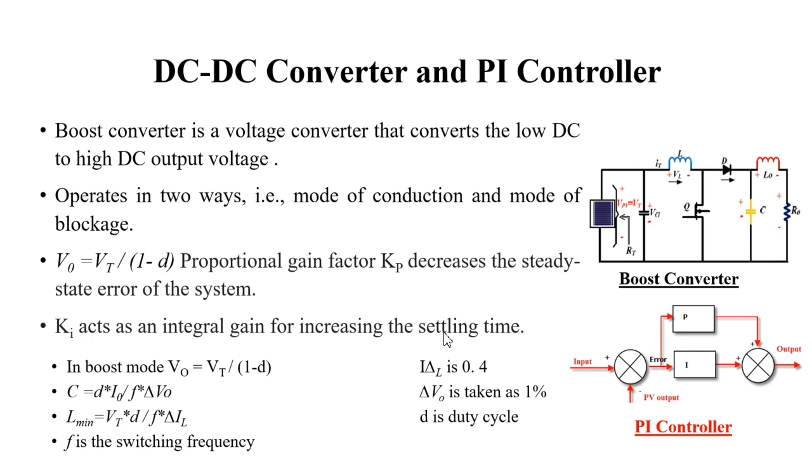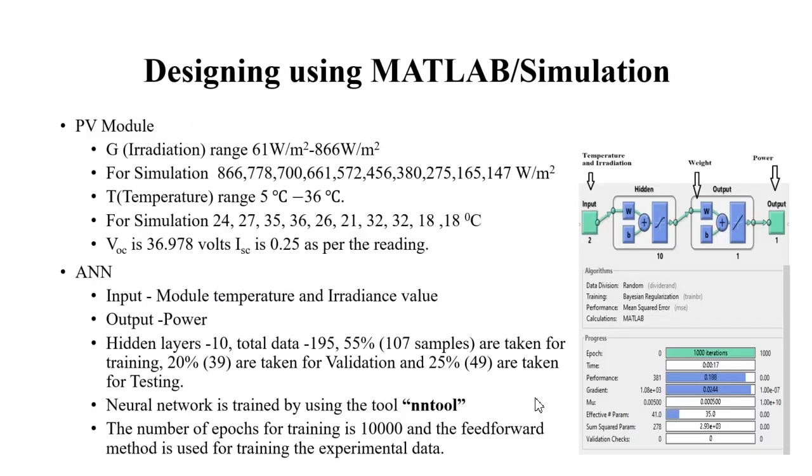Ki and Kp are the integral constant and proportional constant. The integral value is used to increase the settling time, and the Kp value is used to reduce the steady state error. This is the basic formula of the boost converter. For the calculation of the inductor and capacitor, the switching frequency for the system is 20, and the output voltage ripple should be less than 1%. This is the condition we have considered.